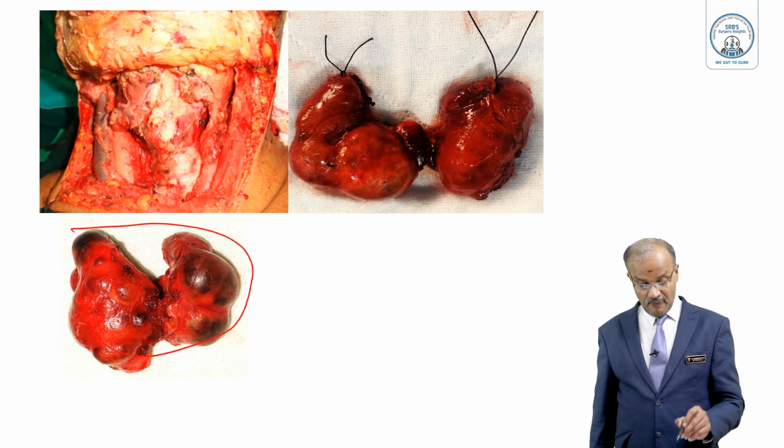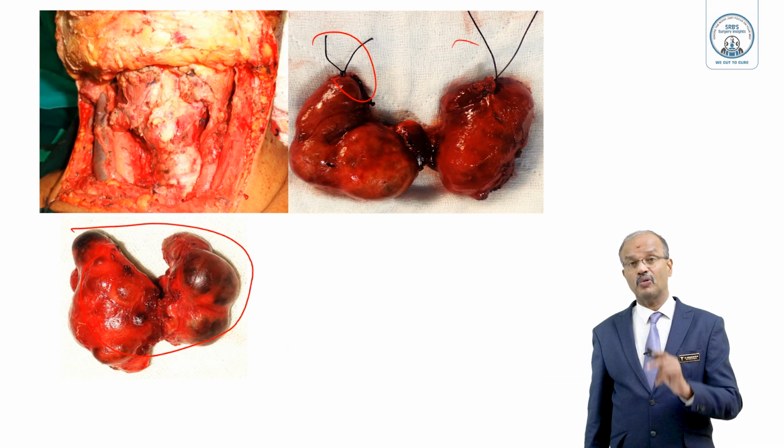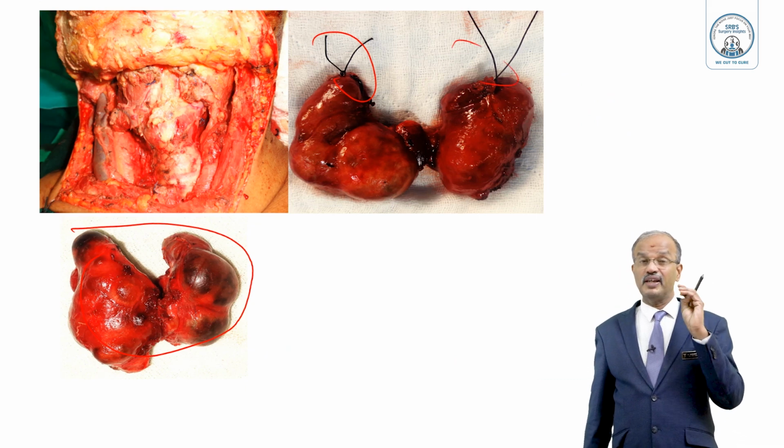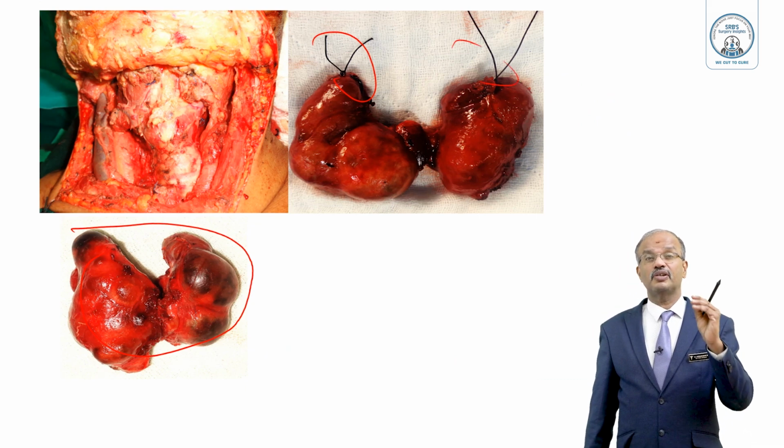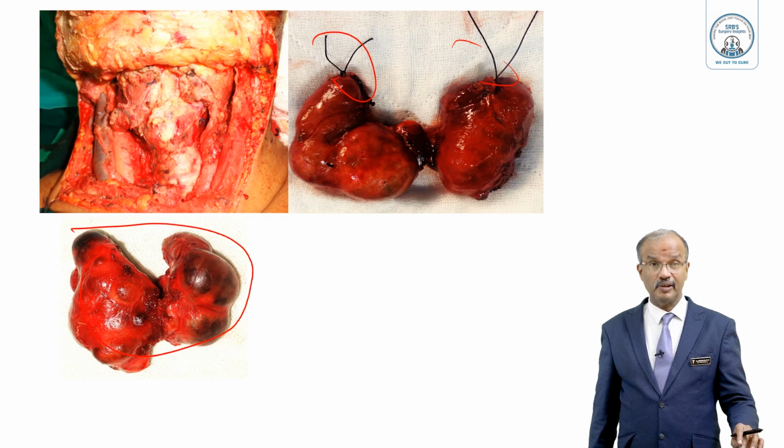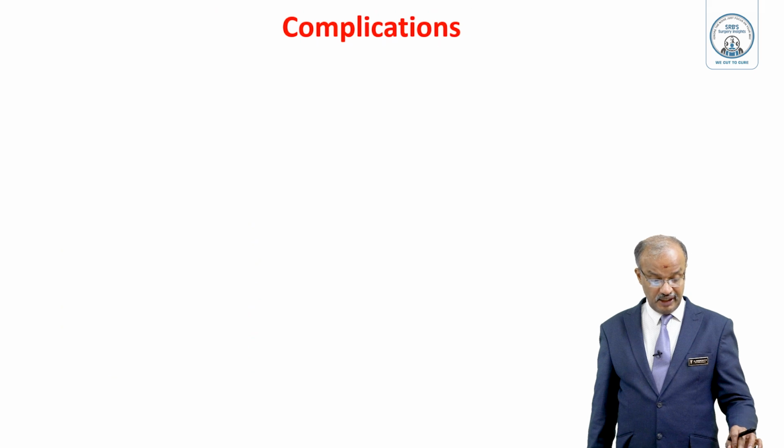Always send it for histology. Mark right side, left side, upper pole, lower pole, so that the pathologist will have an idea which side it is, which side is the superior pole. So marking the poles for identification is also important. Then always place the drain and close.